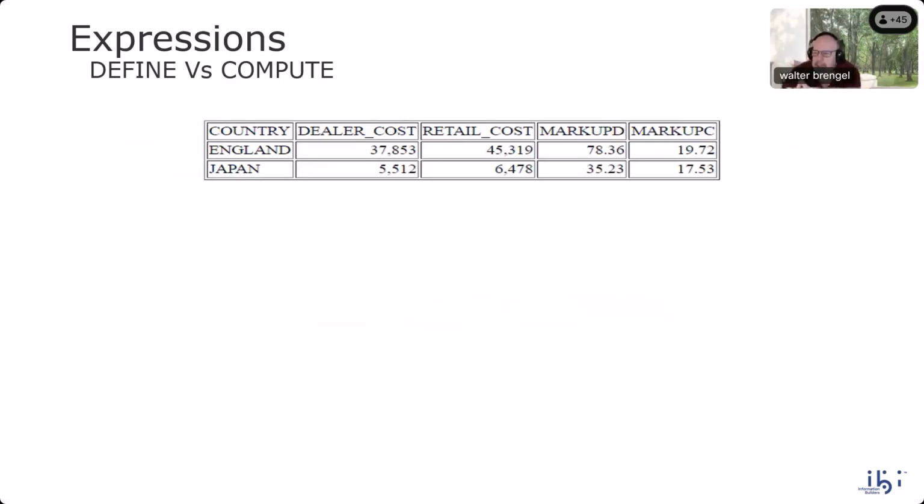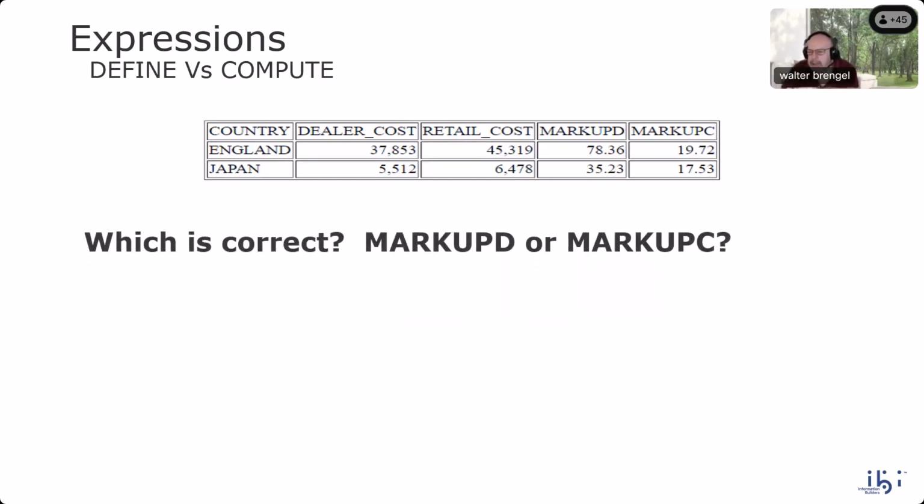And here's my output. So I get dealer cost, retail cost. Markup D for England is 78.36. Markup C for England is 19.72. Now, it's exactly the same formula. So what's going on? Which is correct? Depends on what you're looking for.